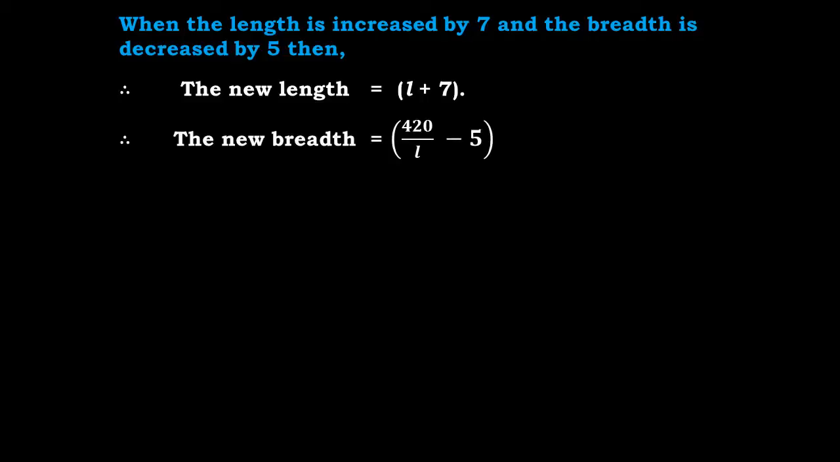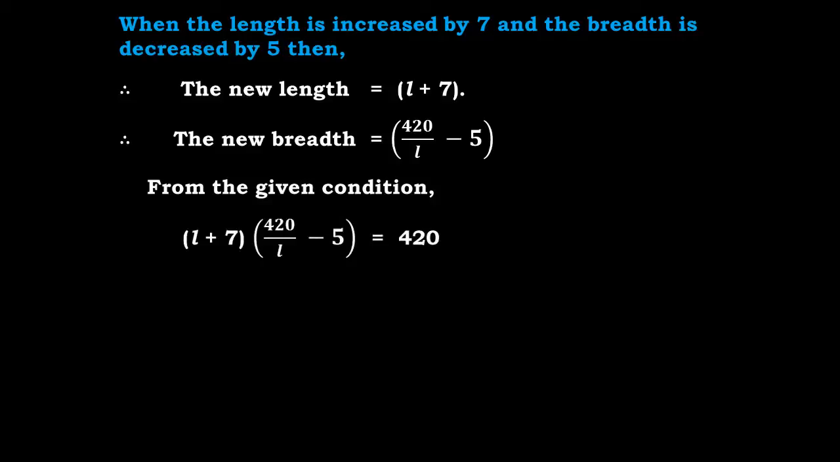Area remains same. That means from the given condition, (L plus 7) into (420 upon L minus 5) is equal to 420. Now we can bring this in standard form of the quadratic equation. For that, multiply throughout by L. Now first you can solve the bracket. You will get 420 minus 5L plus 2940 upon L minus 35.